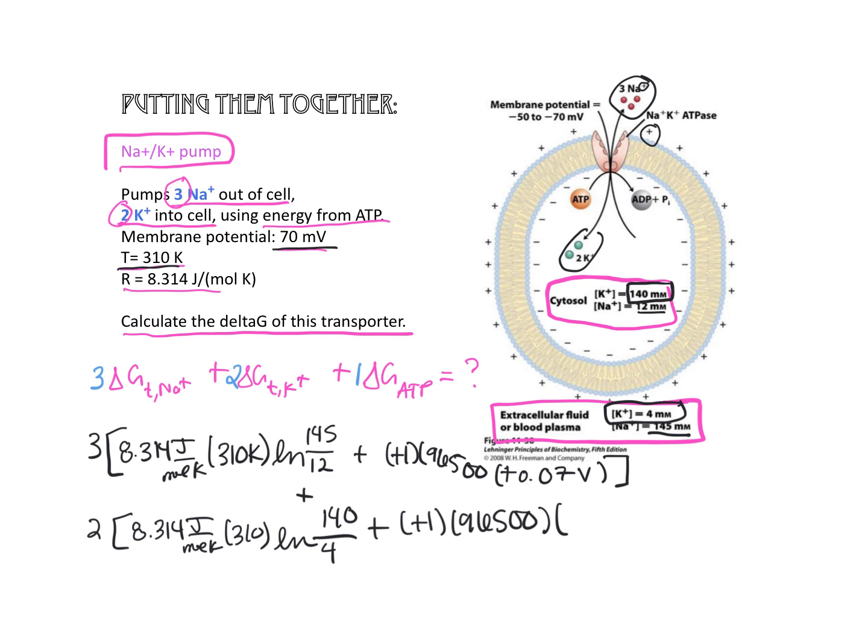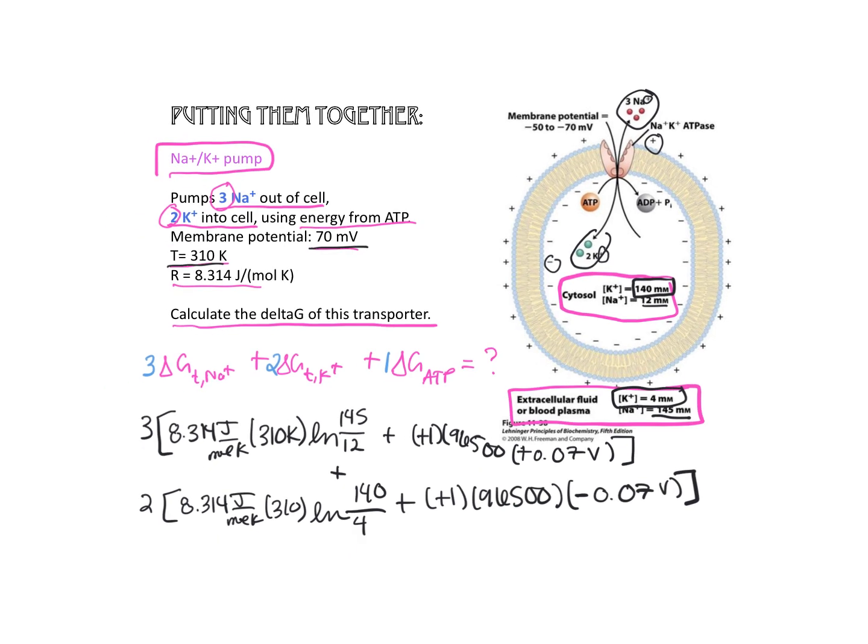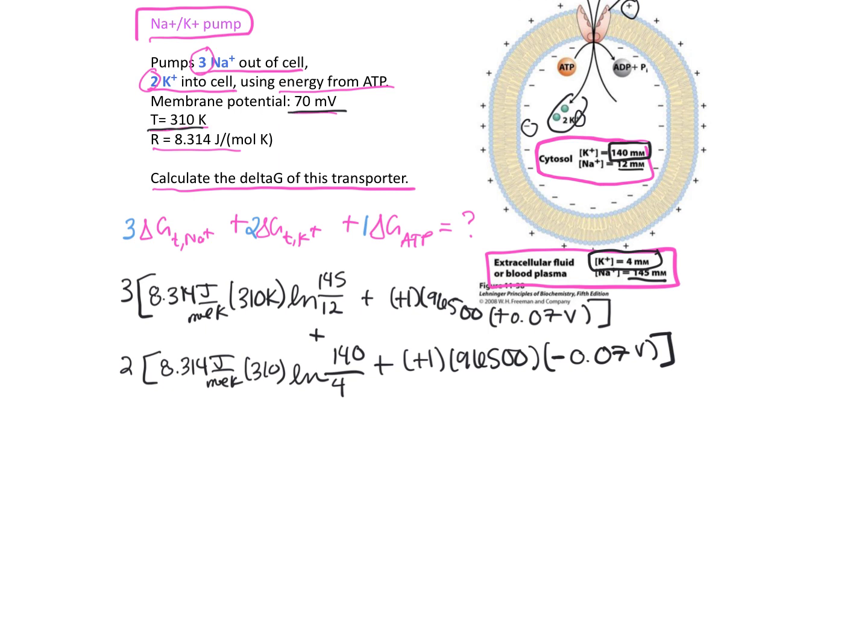And potassium is a positive charge and moving towards the negative side of the membrane. So I'm going to set this to be negative so that my entire electrical gradient term becomes negative. Bracket that in. And then I will add that to the delta G of ATP hydrolysis, which is negative 50,000 joules per mole. Whew, that's a lot.